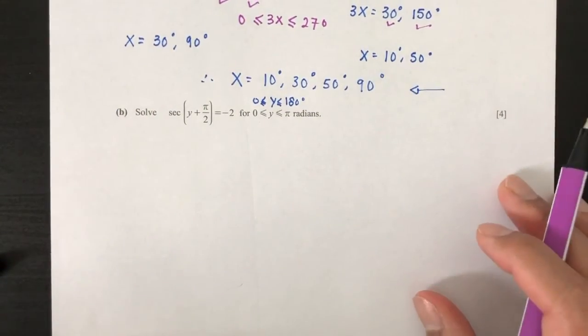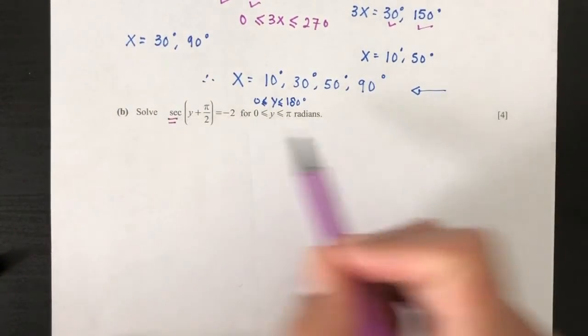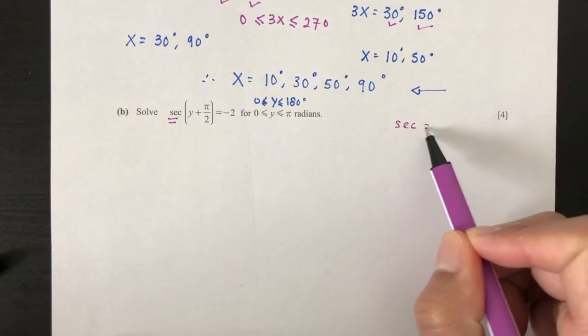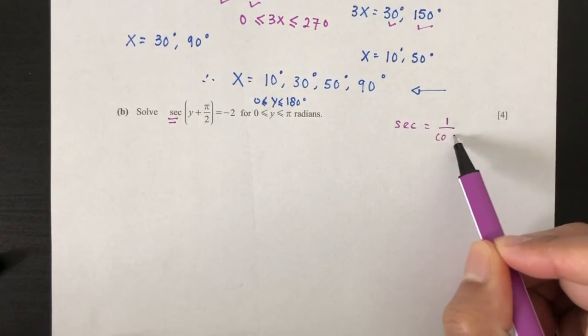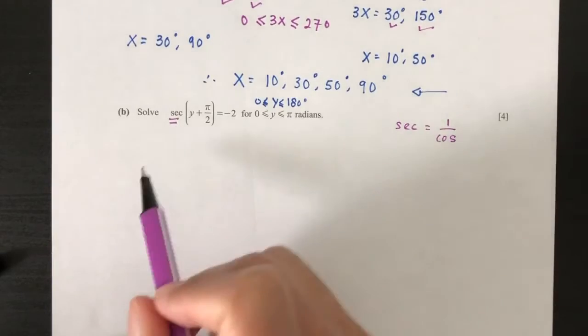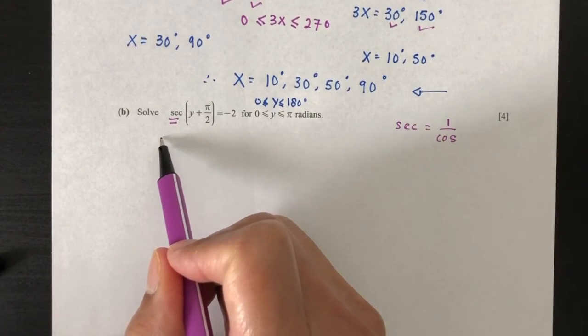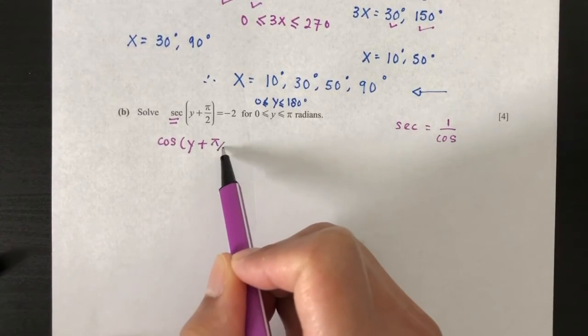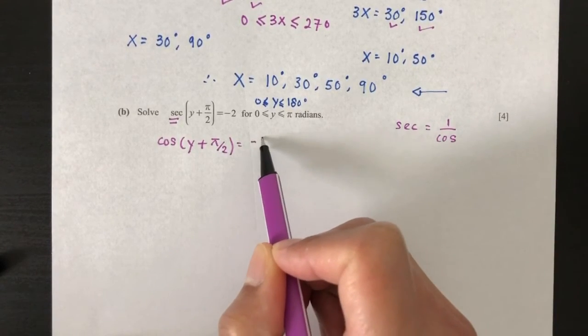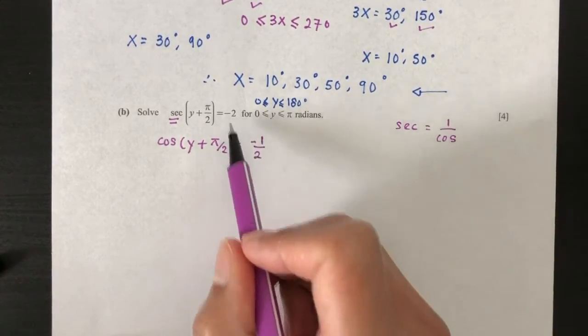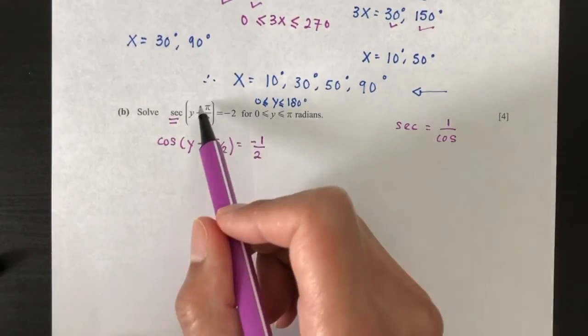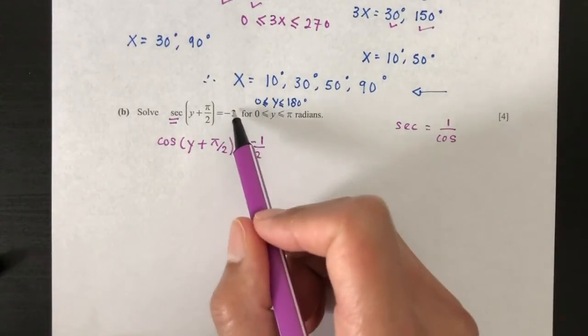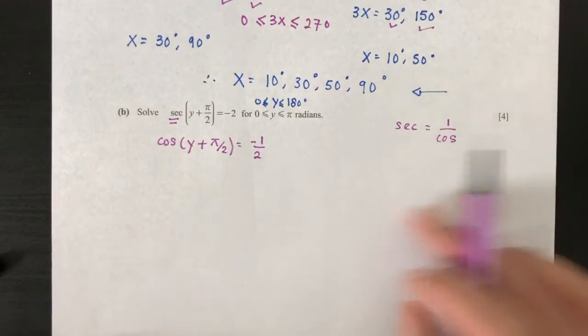Now let's solve this. First thing to know is, what is sec? Sec is equal to 1 over cos, right? Replace, you will have cos of y plus pi by 2 is equal to minus 1 over 2. So instead of flipping this side upside down, you can just flip this side into this.